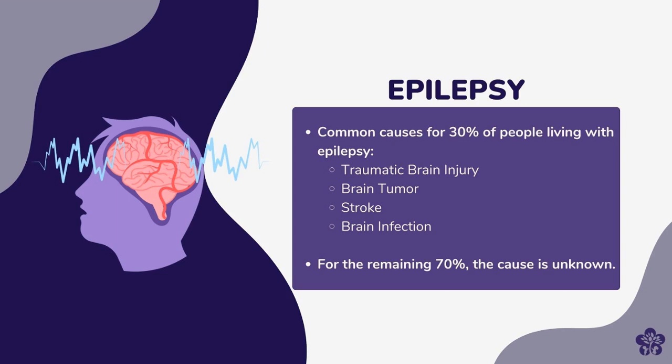For 30% of people living with epilepsy, there are four commonly known causes: traumatic brain injury, brain tumor, stroke, and brain infections such as malaria. For 70%, the cause is unknown. Traumatic brain injury is rapidly becoming the fastest growing population of people developing epilepsy.